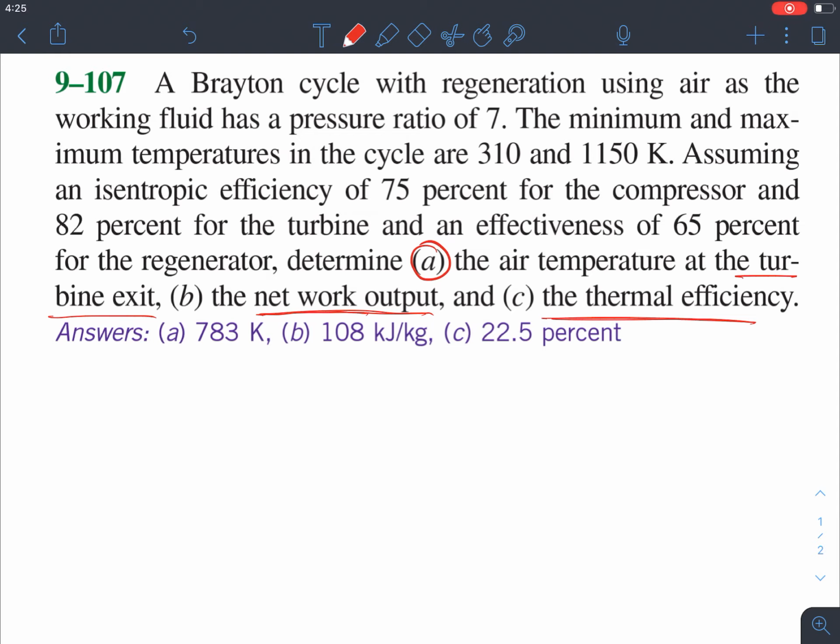So we derived the efficiency equation for the regenerated Brayton cycle. So let me make sure one thing about this problem. This problem is asking us a Brayton cycle, so this is not an ideal. Some problems will tell you an ideal Brayton cycle. However, this problem is only a Brayton cycle. This means that it's an actual cycle, right?